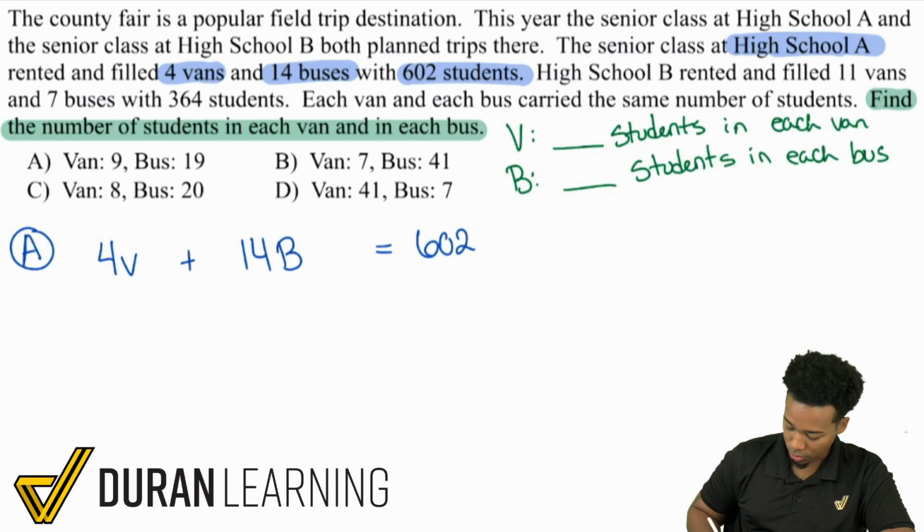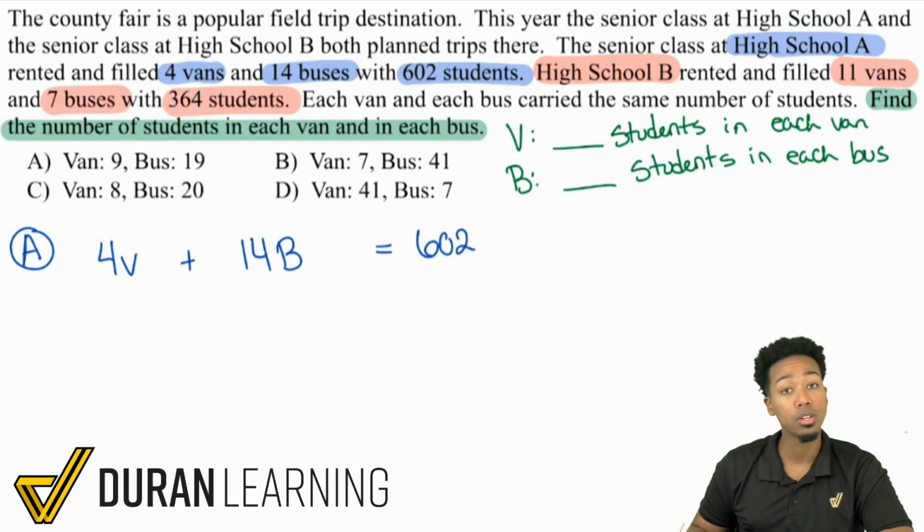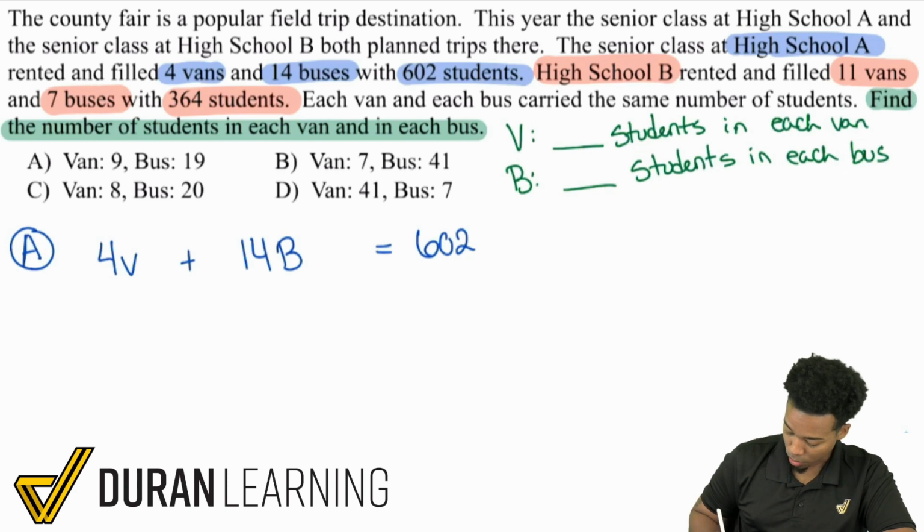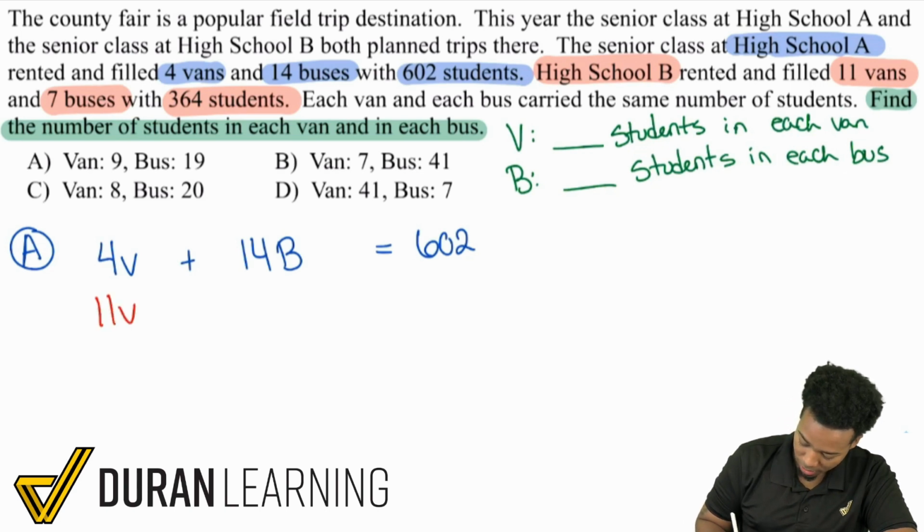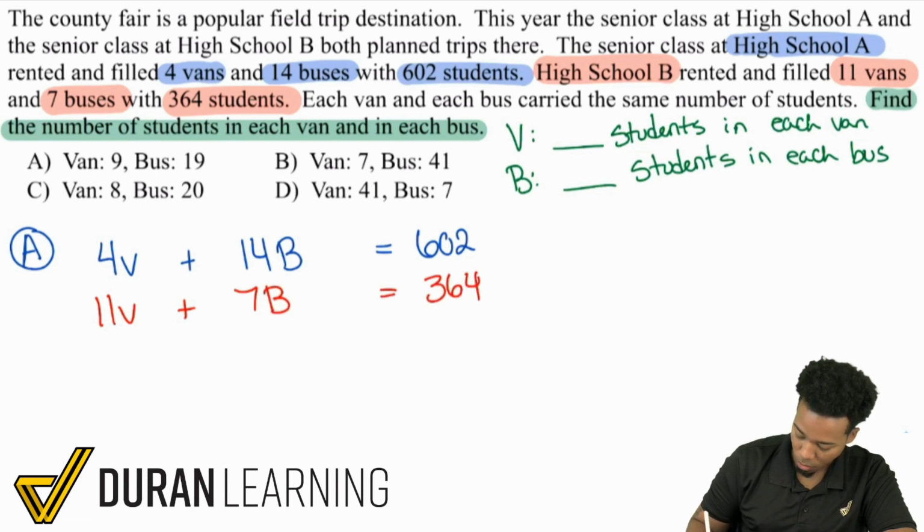So there's one equation right there. And likewise, over here, when we set up high school B, we see that we have 11 vans, 7 buses, a total of 364 students. So right over here, we have 11 vans plus 7 buses. That's going to be 364 students.